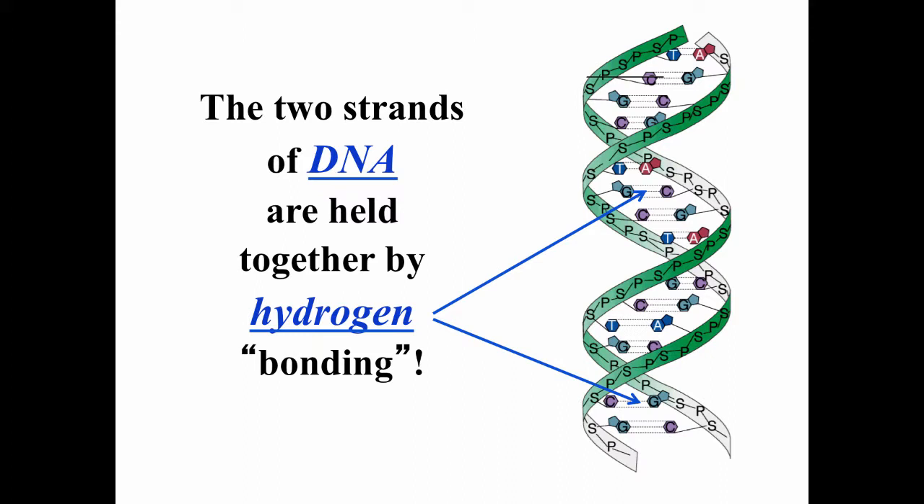So, summary here for your handout: the 2 strands of DNA are held together by hydrogen bonding. 2 hydrogen bonds between thymine and adenine, 3 hydrogen bonds between cytosine and guanine. So hydrogen bonding is very, very strongly responsible for life itself, if you will.